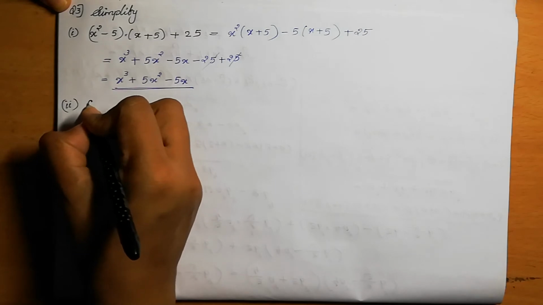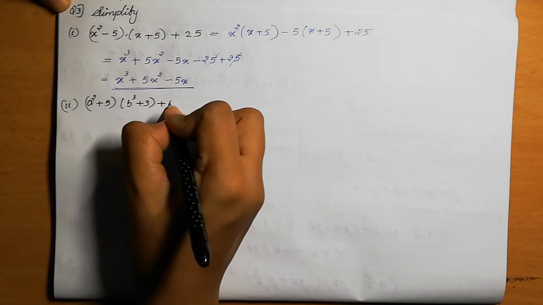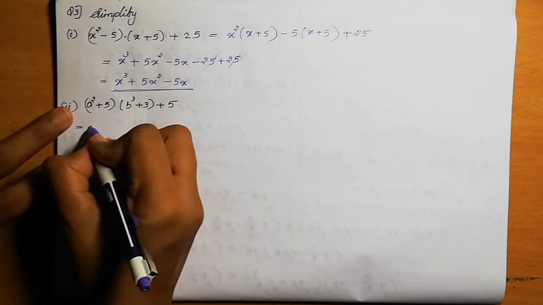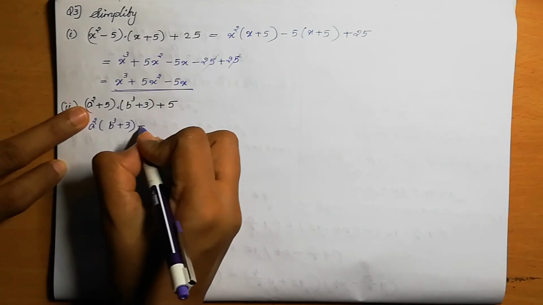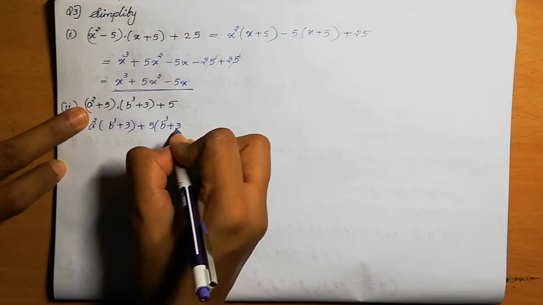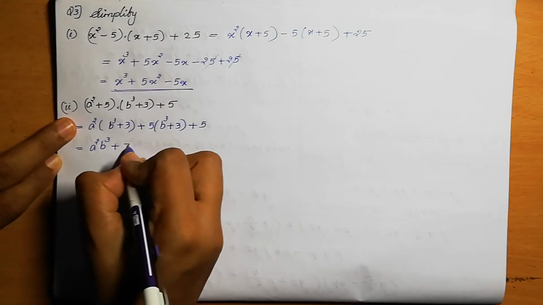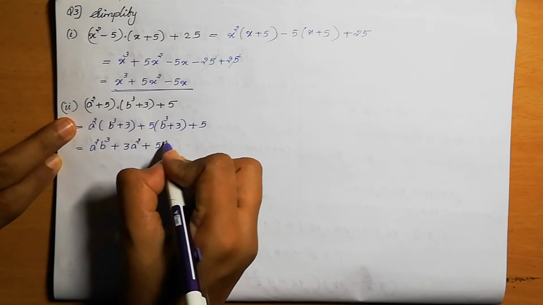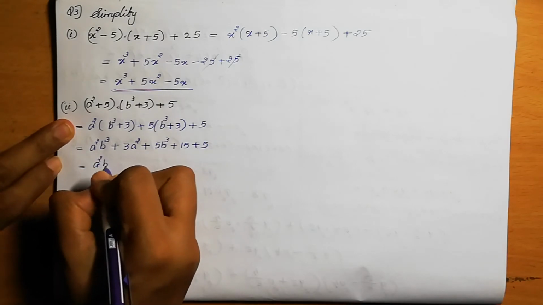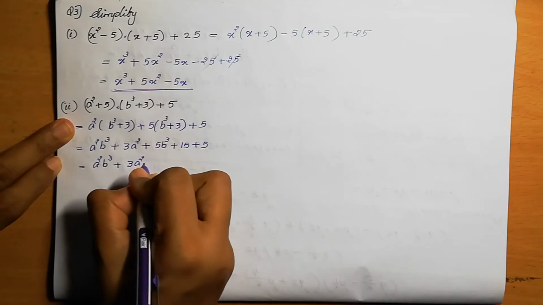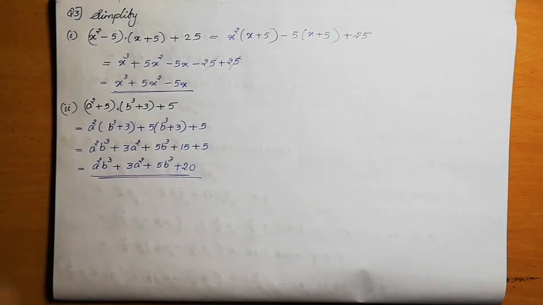Second one means a square plus 5 into b cube plus 3 plus 5. The same way here also we can do. That is equal to this one, a square into, here only the product, right? So this one we are simplifying. That means b cube plus 3 plus 5 into b cube plus 3 plus 5. That is equal to a square b cube plus 3 a square plus 5 b cube plus 5 into 3 is 15 plus 5. That is equal to a square b cube plus 3 a square plus 5 b cube. Then 15 plus 5 is 20, we can write. Answer.